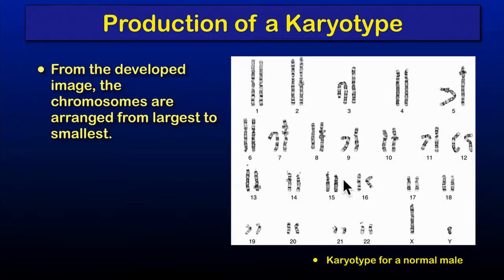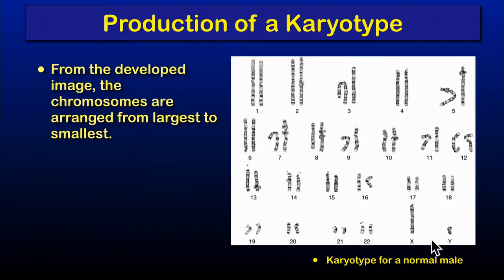So this is what you're going to see then when you order a karyotype for an individual. We go from chromosome 1 down to chromosome 22, and then the sex chromosomes are placed in the lower right corner all the time. And so you can look at this and say, this is an individual who is a normal male. You may not be able to tell that just by looking at it, but you can certainly tell that it's a male because of XY.